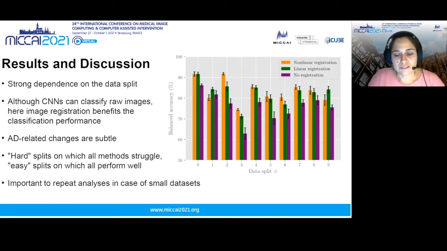Although CNNs don't need pre-processing and can work well with raw data, our results actually show that here image registration benefits the classification accuracy. It could be due to the fact that Alzheimer's disease-related changes in the brain are rather small, and noise present in the non-registered data is greater. The difference across splits suggests that there are hard to identify and easy to identify cases. Thus, it is important to repeat analysis, especially in case of small data sets.